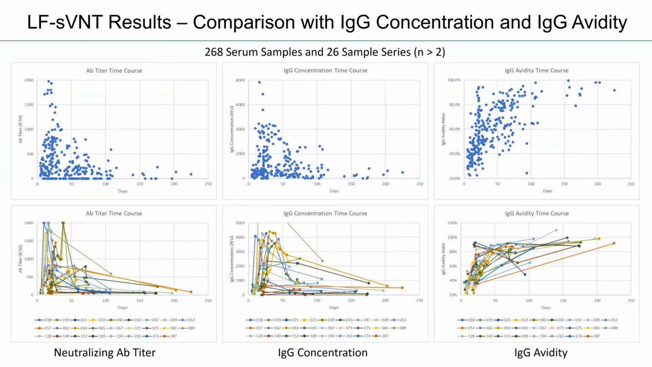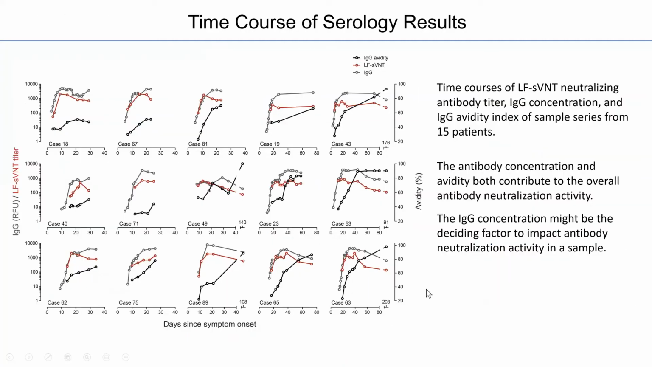The neutralizing antibody titer and IgG concentration of these sample series both quickly reach a high level, and then there's a trend of declining. And for IgG avidity in these sample series, it just reaches a high level and tends to stay at that high level. To better illustrate this observation, we picked 15 patients with a relatively large number of samples and plot the results of these sample series in individual graphs.